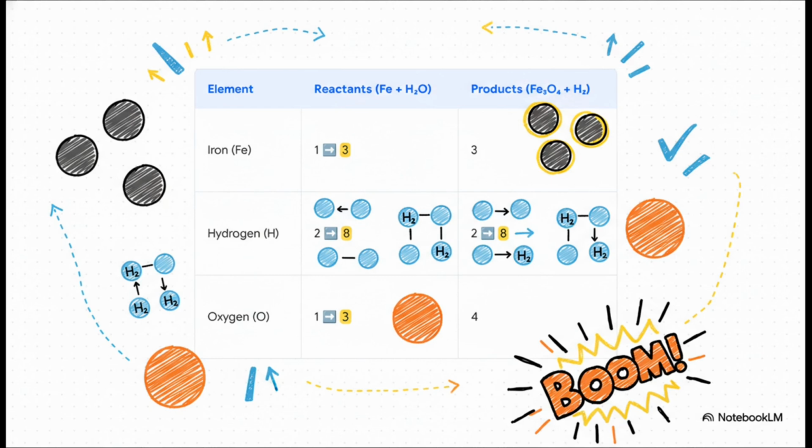And now let's do a final check. 3 iron atoms on both sides? Check. 8 hydrogens on both sides? Check. 4 oxygens on both sides? Check. And boom, it is perfectly balanced.